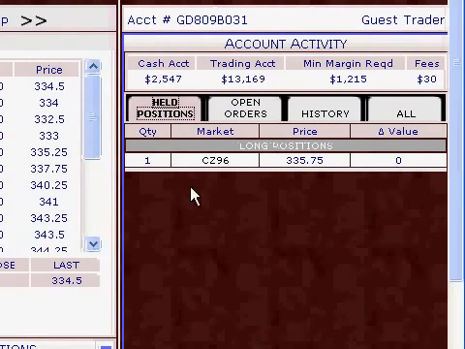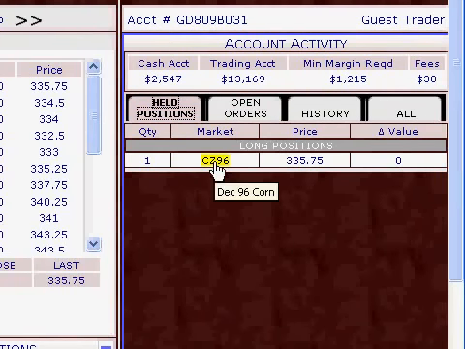We now own one contract of December 96 corn, 5,000 bushels of corn, no less, at a price of $335.75, which is actually $3.3575 per bushel. So the broker is now holding $1,215 from our trading account, and that's just a security against the purchase, and we get that back at the end of this whole thing. We'll talk about the whole concept of leveraging in a future tutorial. For now, I want to concentrate on just this trade.